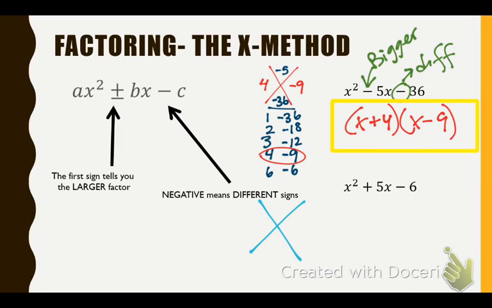So our second sign is a negative, so that means they're going to be different. But what would the bigger sign be? Positive. What will go on the top of the x? 5. And then the bottom? Negative 6. So they need to be different, so they multiply to a negative 6. But the bigger one needs to be positive, so we have a positive outcome.